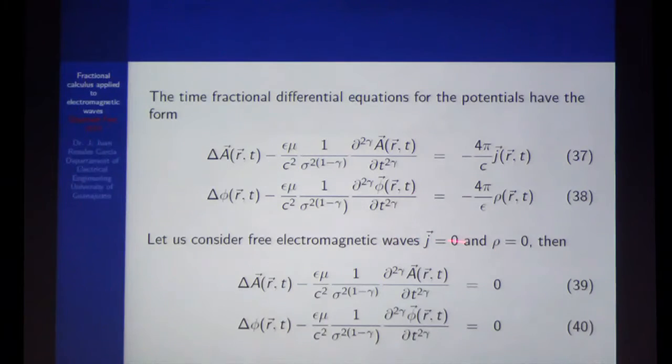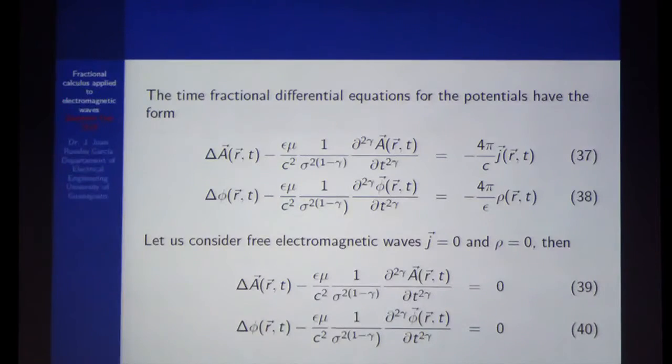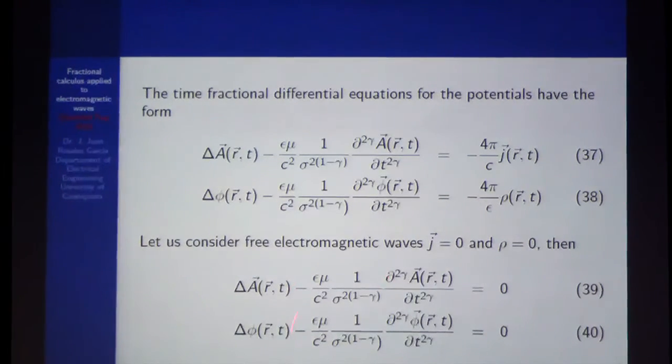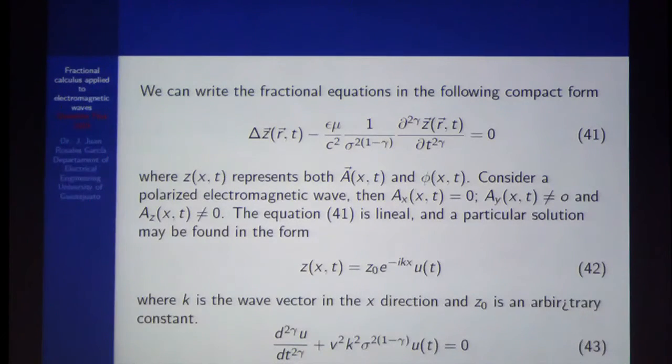Okay. We reduced our problem to some physics. Reduce the complete problem to an easy problem. We can write these two equations in compact form with zeta, and we consider a polarized electromagnetic wave. Then we have the following condition, and we put as a solution the following. Putting it in here, we obtain the following fractional equation.